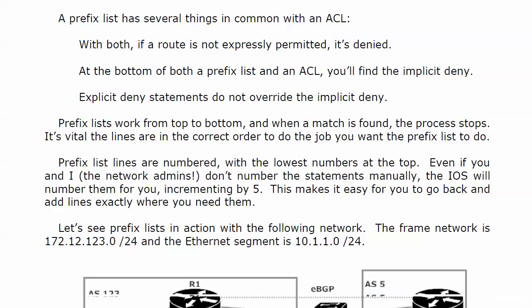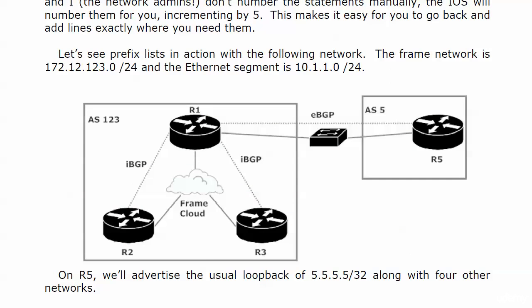And here is this lab, by the way. We've got router 5 over there all by itself, and it's communicating with router 1 over the 10.1.1.0/24 network. Routers 1, 2, and 3, just as in the route reflector lab, are in AS 123. Router 1 is the peer, and routers 2 and 3 have internal peerings with router 1, but not with each other. On router 5, I already have 5 networks advertised. I have the usual loopback, all 5/32, and 4 other networks, so let me bring that up.